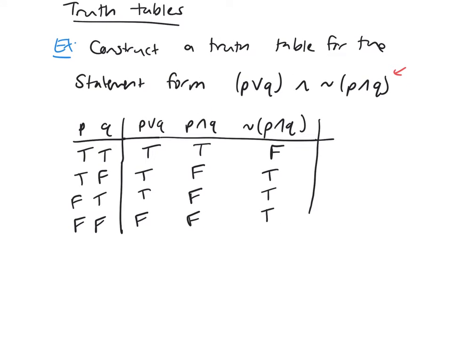So now I'm going to look at P or Q, and I'm going to put an and between these two things, an and that'll give me my final column. I need P or Q and not P and Q. So look, one of them's false here. They're both true, and one of them's false. So there's our truth table.